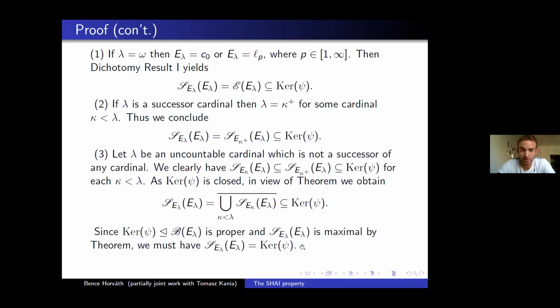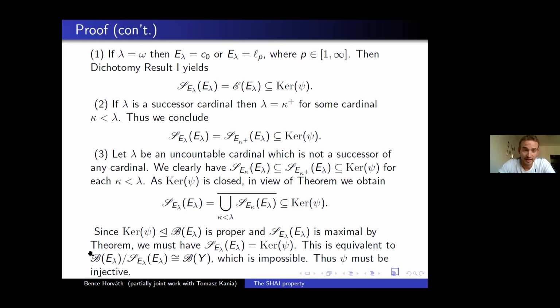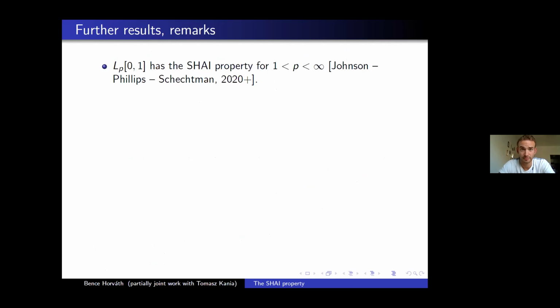But we also know that this was the maximal ideal by the theorem. So we have this isomorphism at the end, and arguing exactly the same way, we know that this is simple because this is maximal, and this is not simple because Y is infinite dimensional. So we arrived at a contradiction. So we have that Y must be injective.